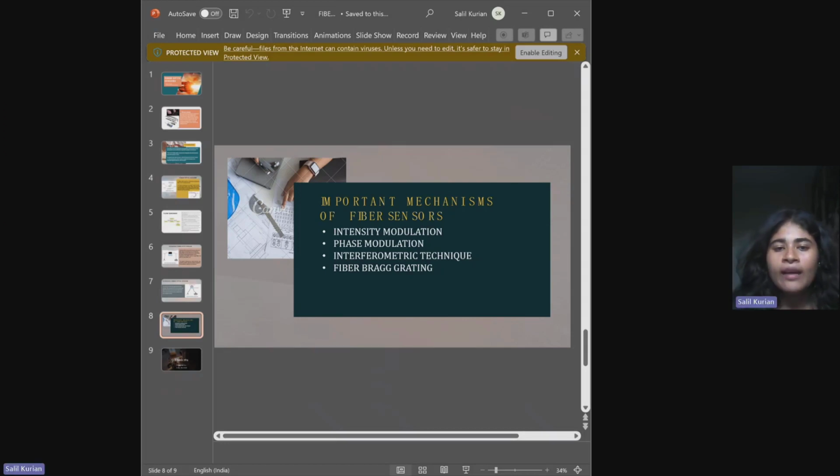Okay, so now I'll be discussing a few important mechanisms of fiber optic sensors. We have intensity modulation. When we speak about intensity modulation, a change in the physical parameter causes variation in the intensity of light. The variations are detected and measured, and this determines the magnitude of the parameter. So the mechanism is the change in intensity of light. When the intensity of light changes, the modulation also changes.